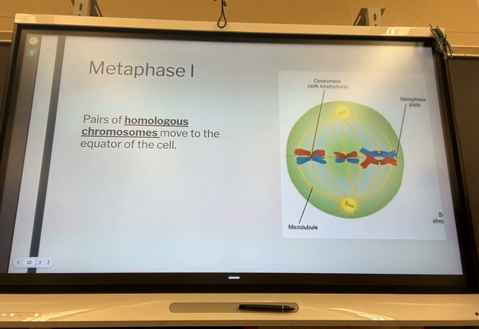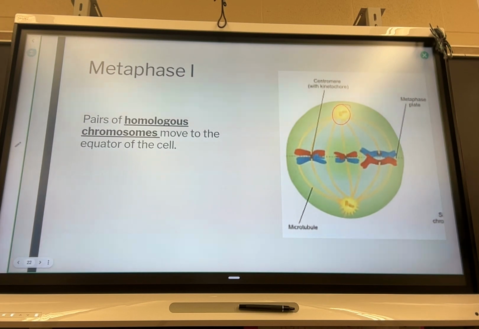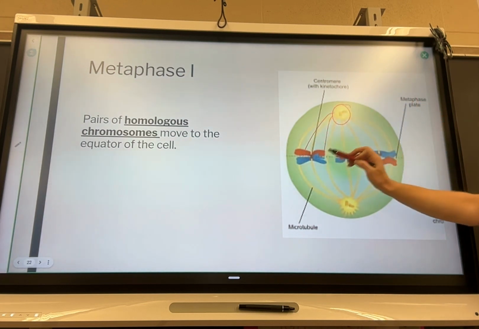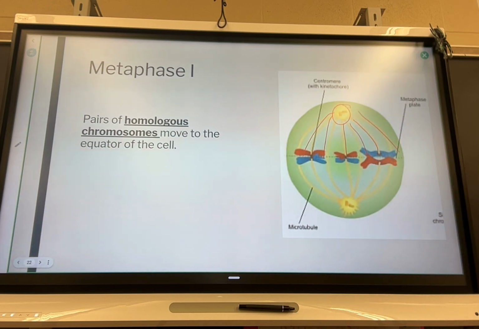But otherwise, this is going to look the same. So we have our centrosome up top. It's going to grow out its spindle fibers and connect to all of the chromosomes.